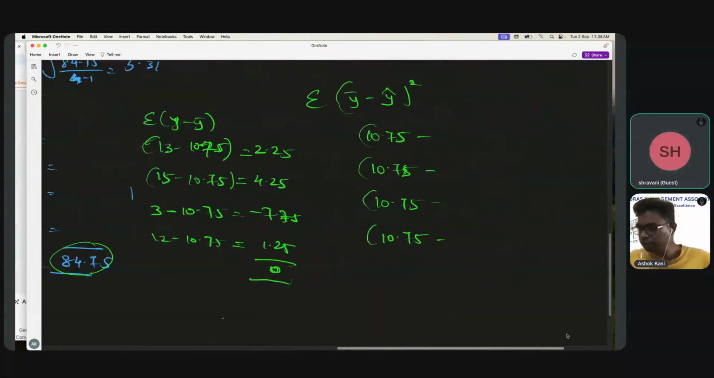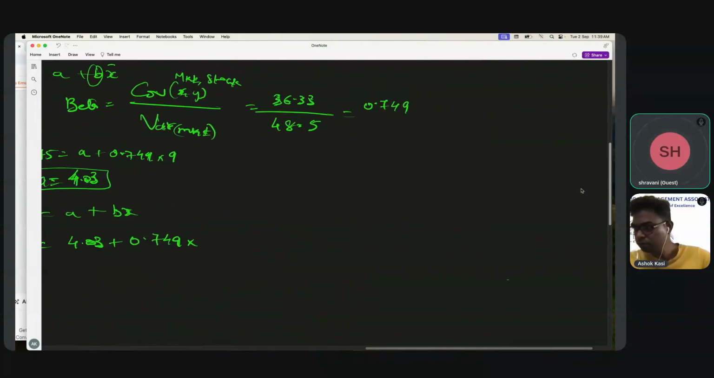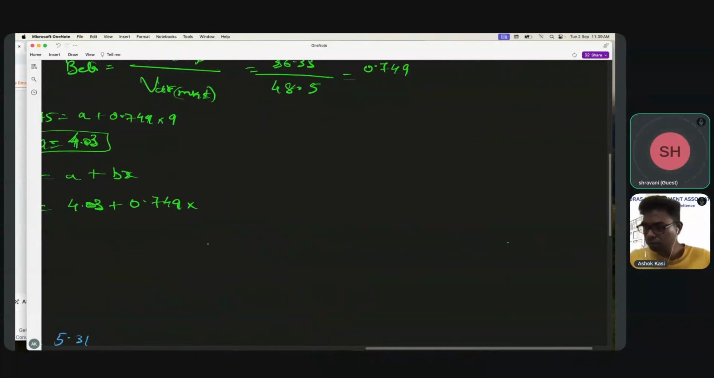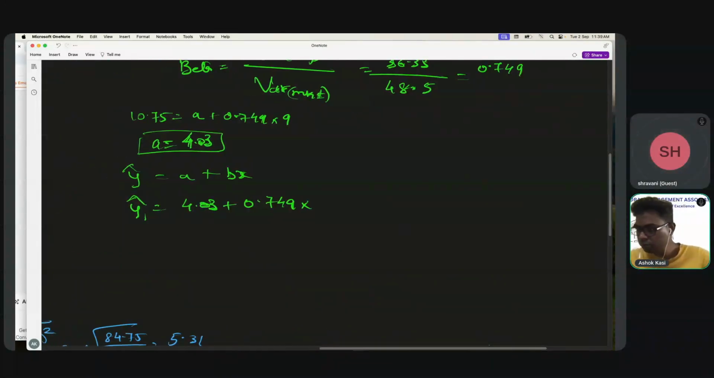Predicted value. What is the value of x, Biswa? The value of x was 10, right? 10 only. Okay, so what should be the predicted value in that case?